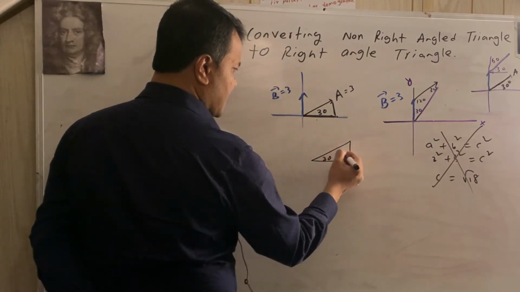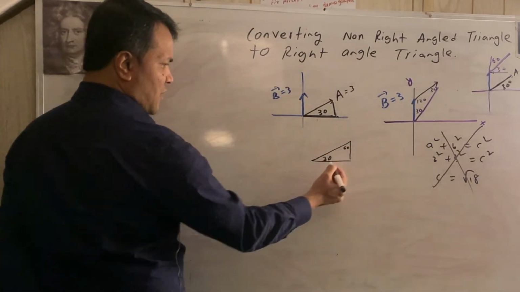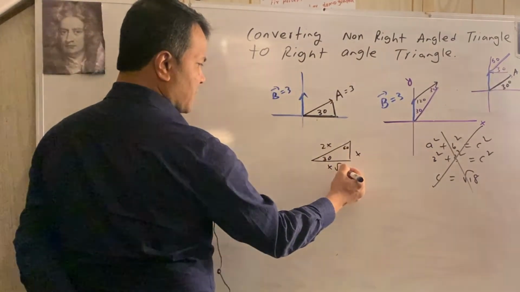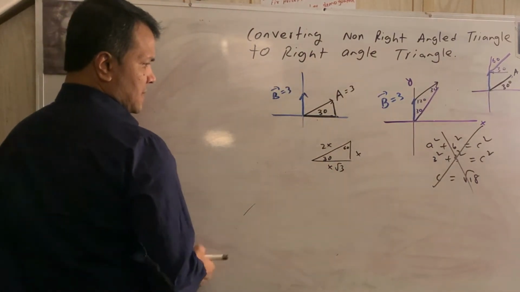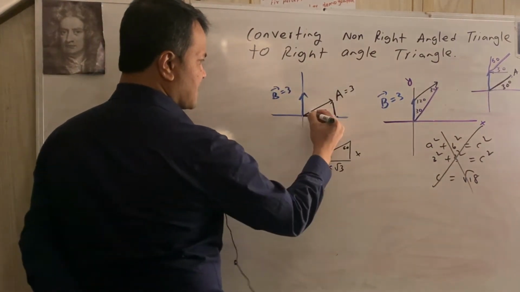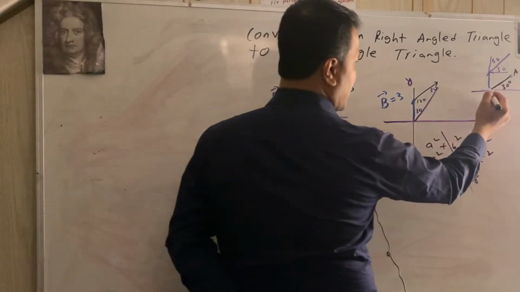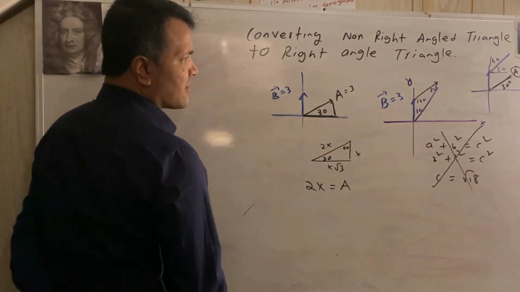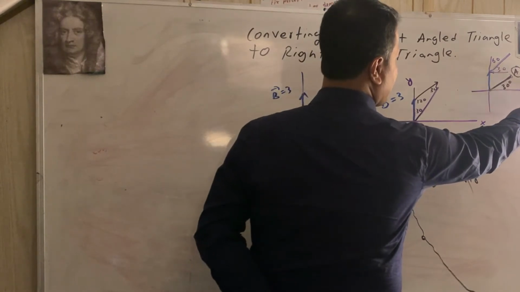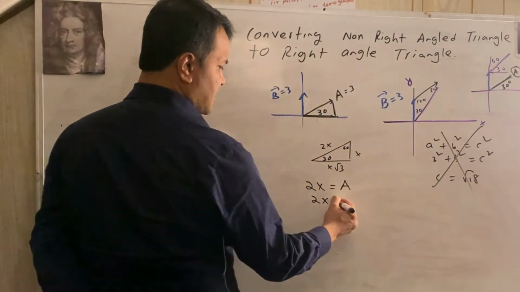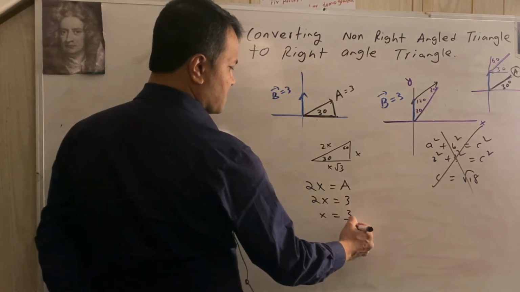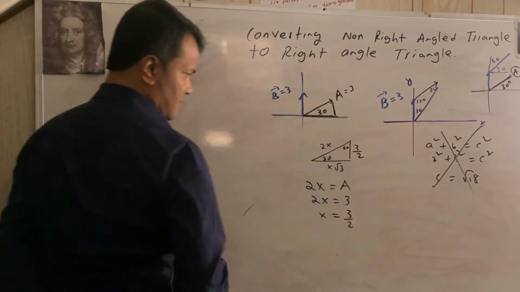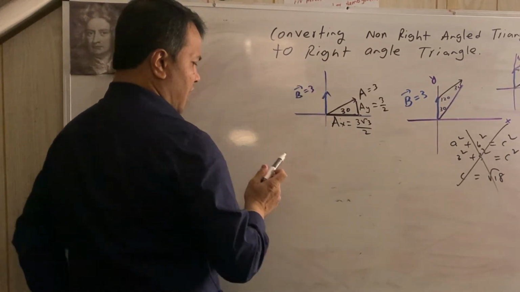So this is 30, 60, and 90. What is the side opposite 30? x. What is opposite 90? 2x. What is opposite 60? x root 3. So what is 2x? 2x is the hypotenuse, which is A, and I gave you A. The value of A is 3. That was given. So 2x is 3, so then x is 3 over 2. So I'm going to replace x by 3 over 2, and I would be able to convert it to a right triangle now.